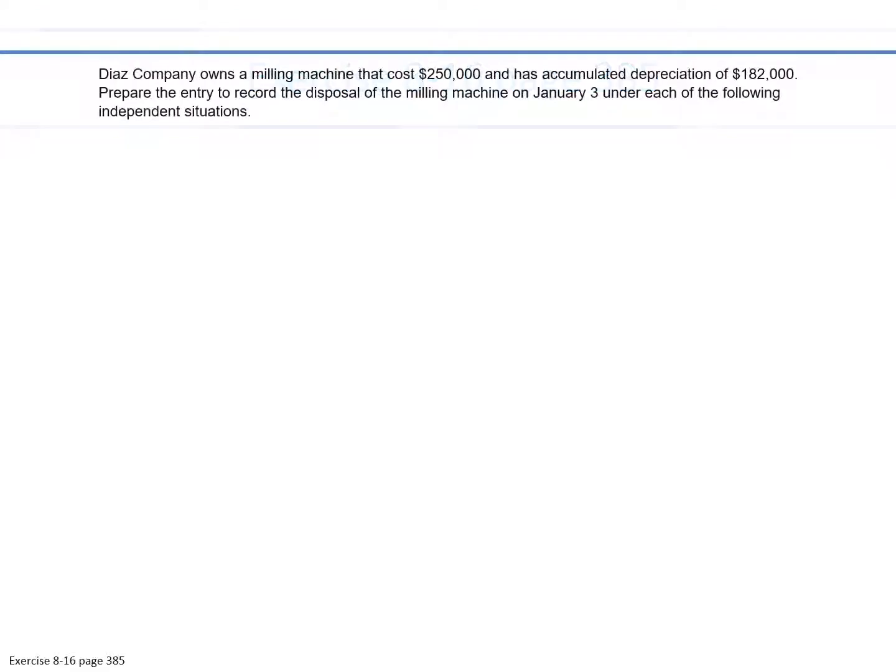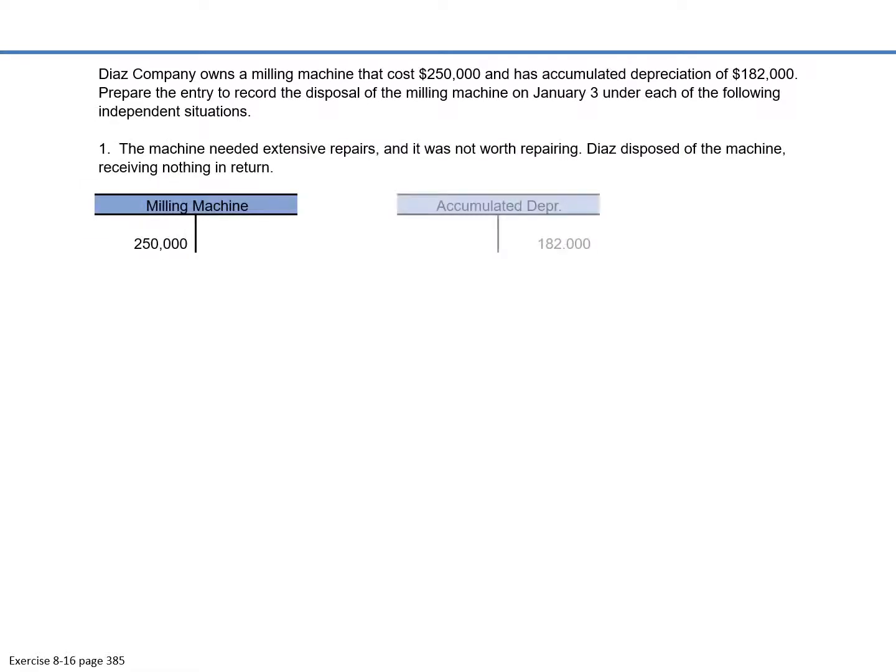All right, exercise 816. Diaz Company owns a milling machine that costs $250,000 and has accumulated depreciation of $182,000. Prepare the entry to record disposal of the milling machine on January 3rd under each of the following independent situations. All right, so there's our T accounts.